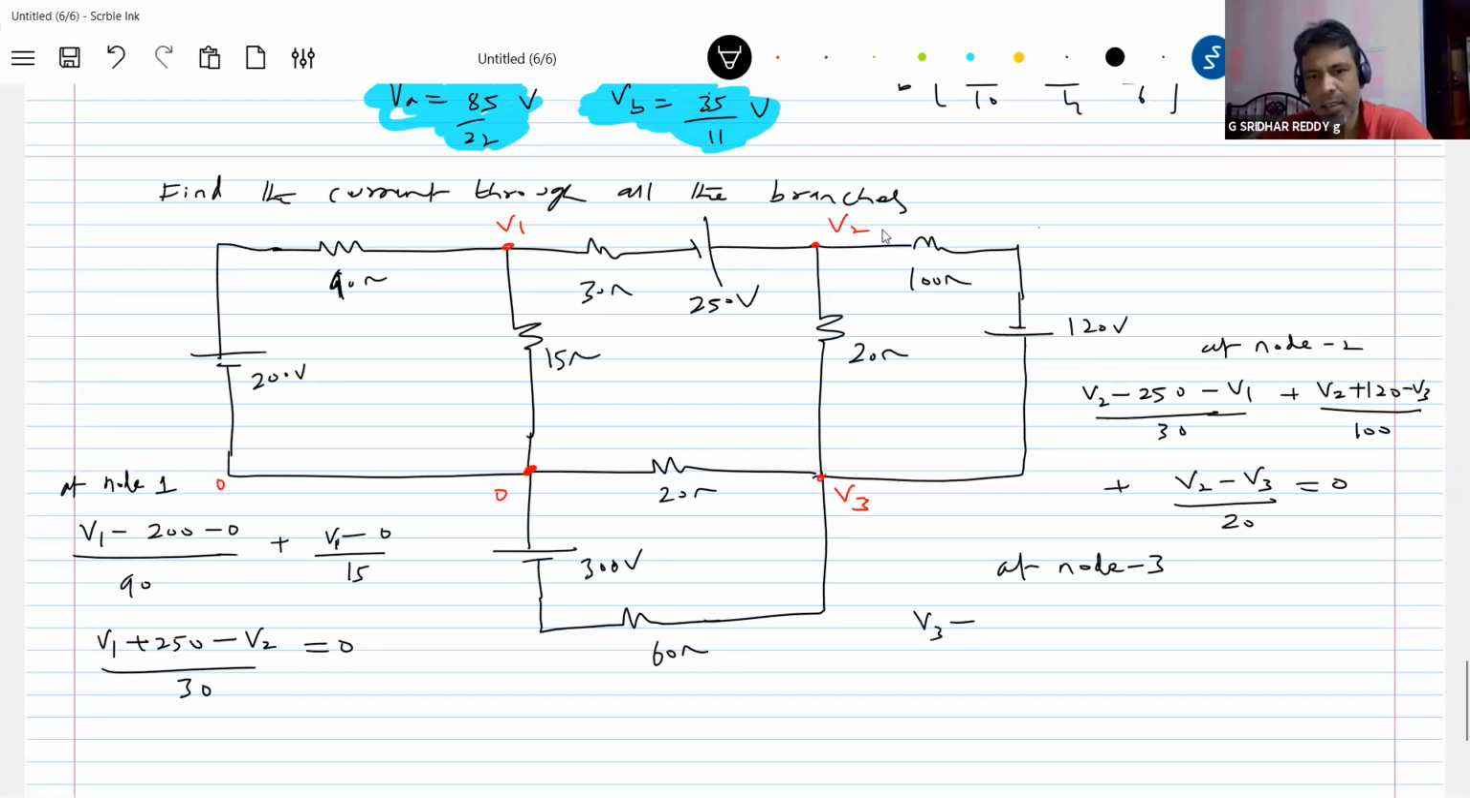V3 minus 0 by 21. So next again, V3 minus V2 by 20. V3 minus 120 minus V2 by 100. Even current will also flow in this one. This is also a branch connected to V3. So this should be V3 plus 300 minus 0 by 60.